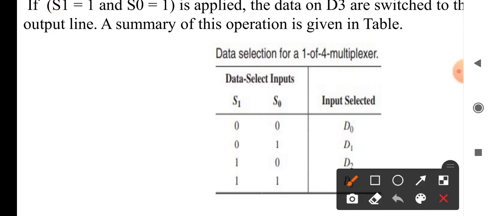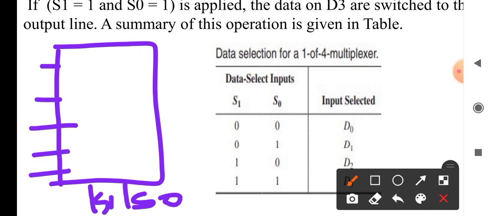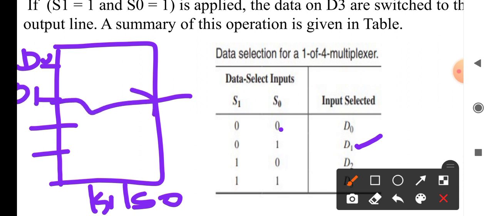So here we have the multiplexer with selection lines S0 and S1, inputs D0, D1, D2, D3, and this is the output. When the selection is 0 0, D0 is connected to the output line. When it is 0 1, the input D1 is routed to the output. Similarly it follows for D2 and D3 also.